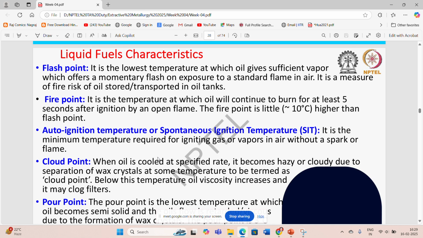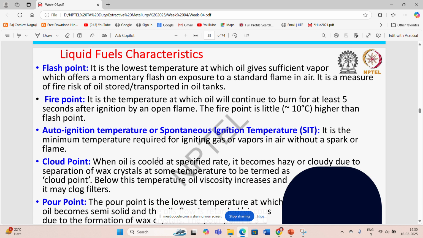Now we have talked about the characteristics of coke. Now we will talk about liquid fuel characteristics. When we were talking about solid fuels, we talked about proximate analysis, ultimate analysis, and we can go for density and other things also. While in liquid fuel analysis, we have to determine some more chemical properties of liquid fuels like flash point, fire point, auto ignition temperature, cloud point, or pour point.